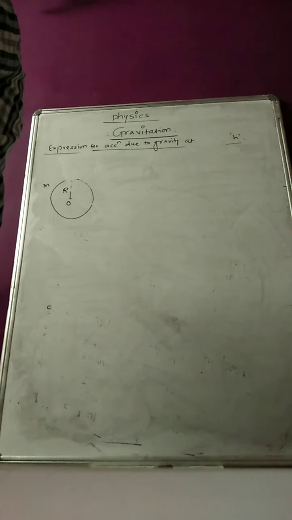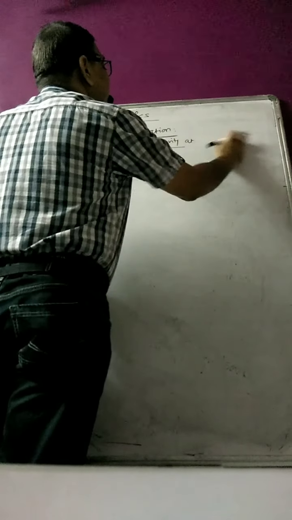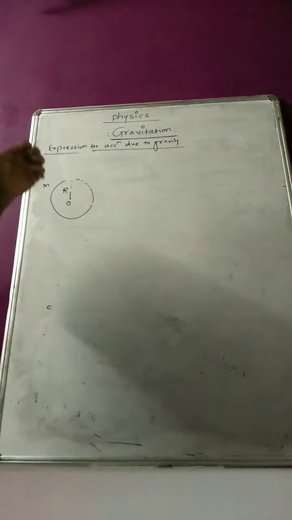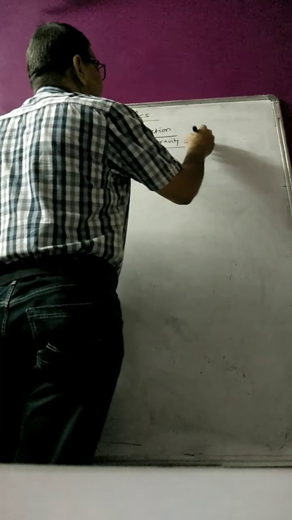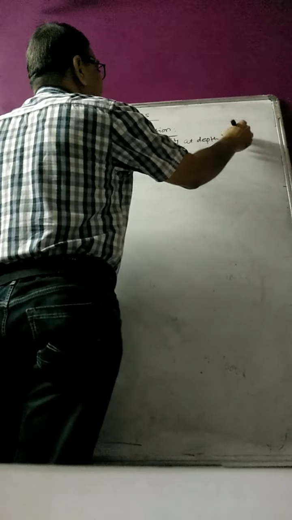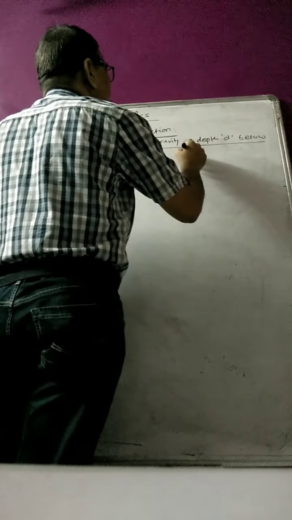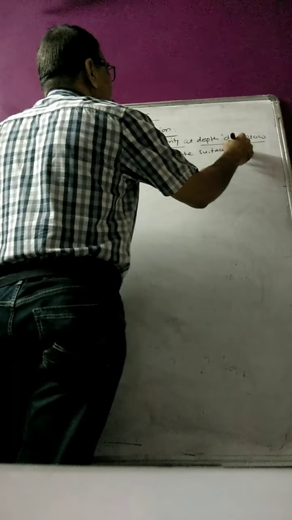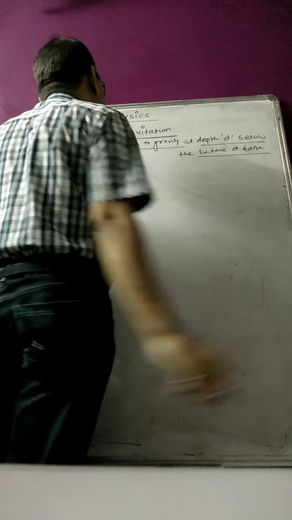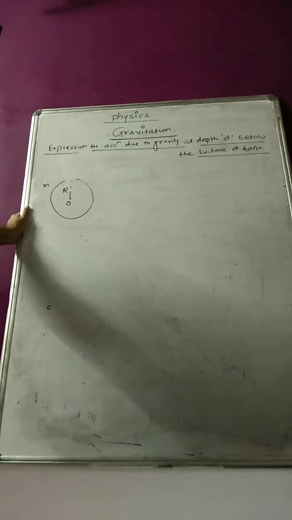Okay, so first we need to go for the expression for the depth. First, the expression for the depth below the earth surface: the expression for acceleration due to gravity at a depth d below the surface of earth. We want to find the acceleration due to gravity at a depth d below the surface of earth.